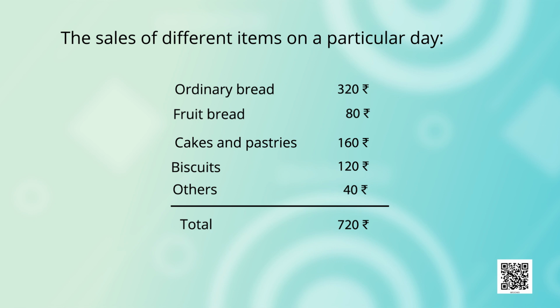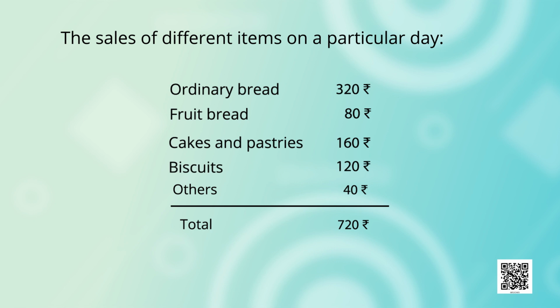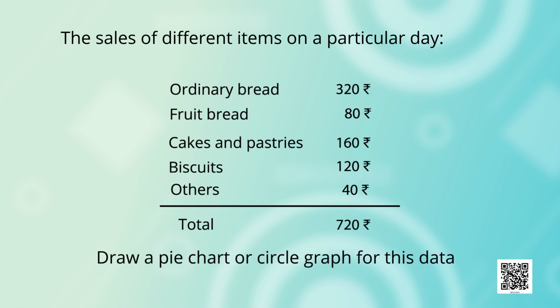On a particular day, the sales of different items of a baker's shop are given below. Ordinary bread, 320 rupees. Fruit bread, 80 rupees. Cakes and pastries, 160 rupees. Biscuits, 120 rupees. And others, 40 rupees. And what is the total sale? It is 720 rupees. Draw a pie chart or circle graph for this data.